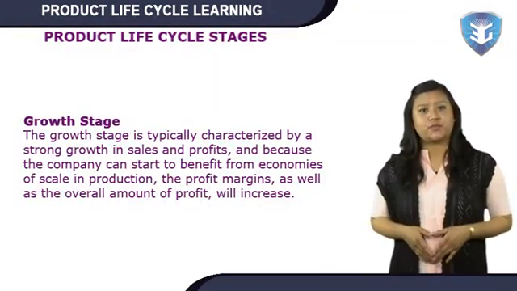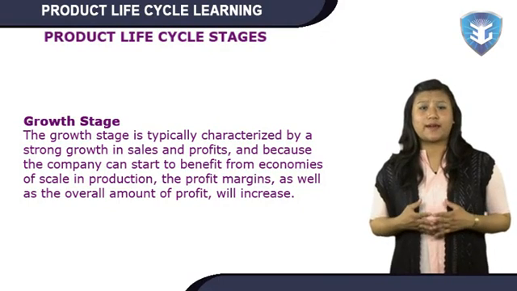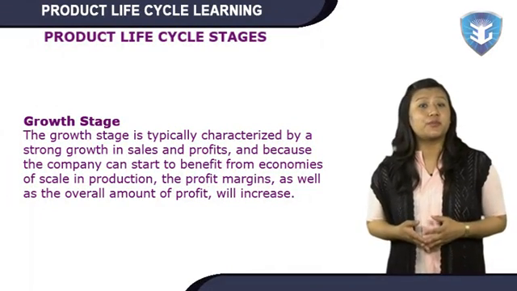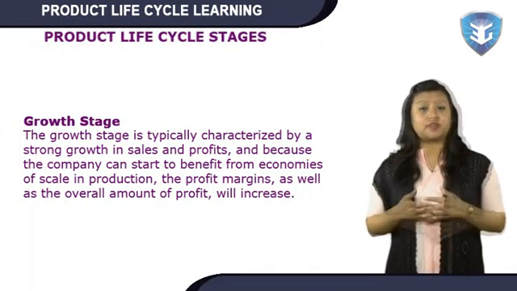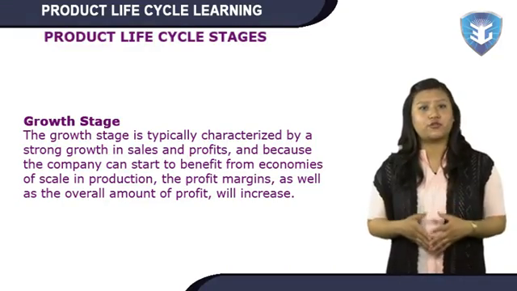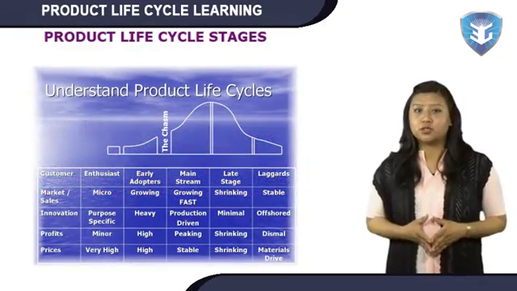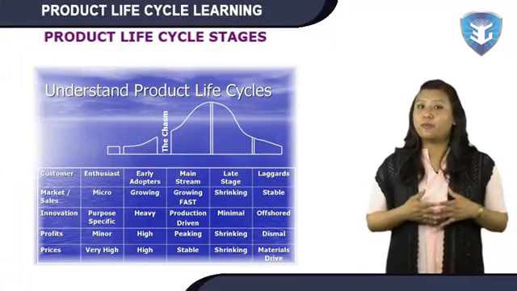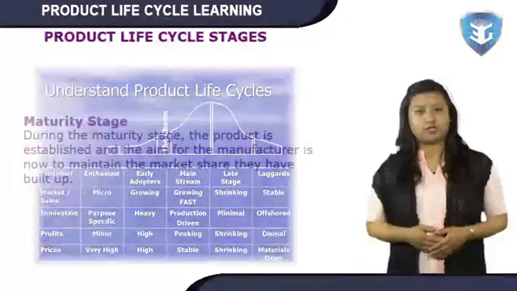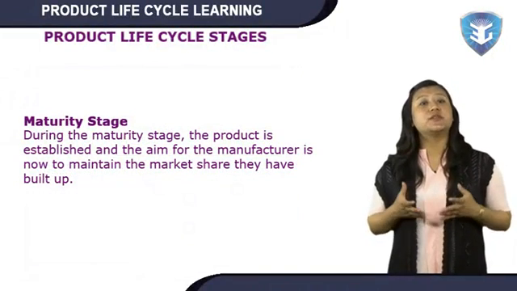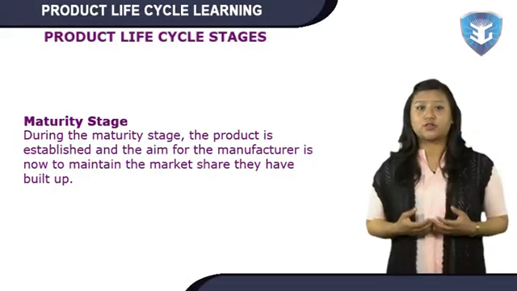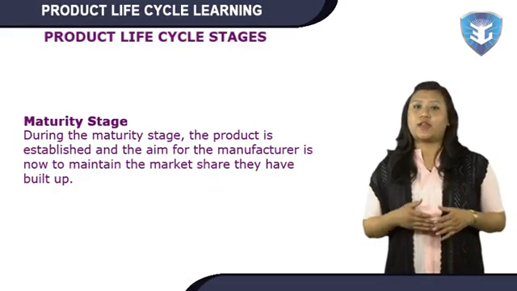The growth stage. The growth stage is typically characterized by strong growth in sales and profits. And because the company can start to benefit from economies of scale in production, the profit margins as well as the overall amount of profit will increase. This makes it possible for businesses to invest more money in promotional activity and maximize the potential of this growth stage. Maturity stage. During the maturity stage, the product is established and the aim for the manufacturer is now to maintain the market share they have built up.